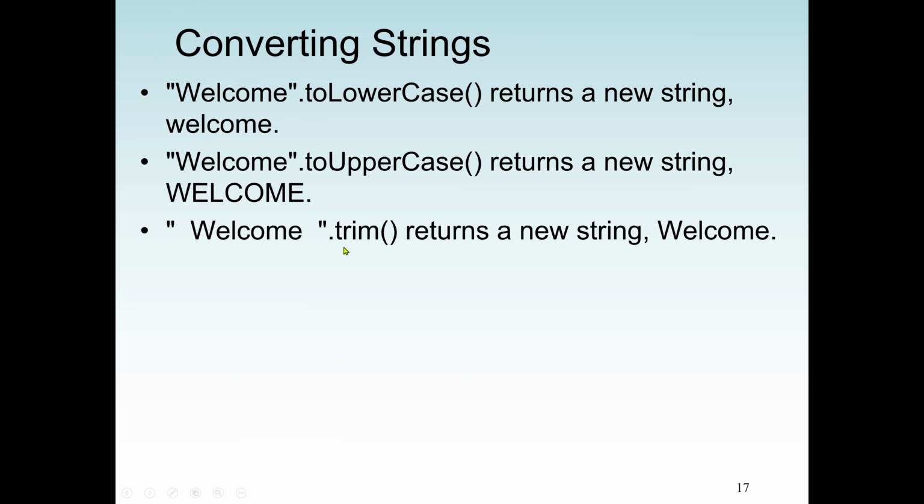The same thing applies to trim. Here, for example, we leave some spaces. You can see there's a space before "Welcome" and another space after. So if we call the trim method, it will return "Welcome". It will remove the spaces. So we say trim removes the spaces from both sides, or trims the spaces out.